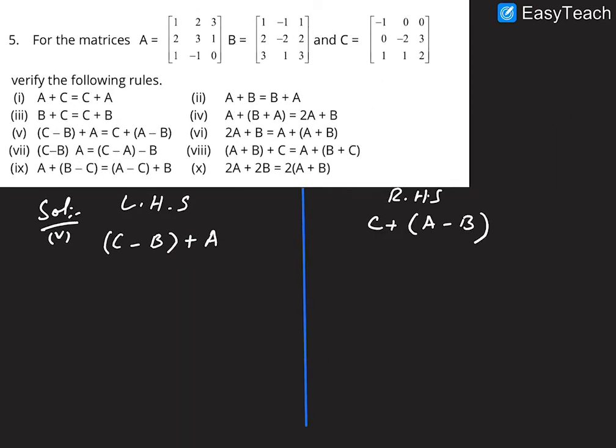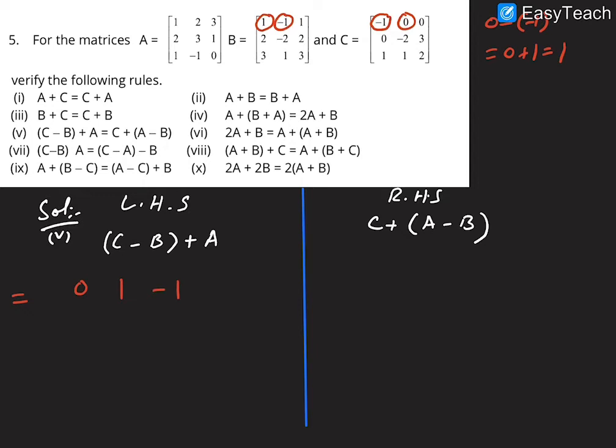Question 5, part 5, C minus B plus A. So what is C minus B? From C you need to minus B. So minus 1 and minus 1 will be 0. 0 minus minus 1, when you do minus it will be plus, so 0 plus 1, which is 1. So write here 1. 0 minus 1 is minus 1.